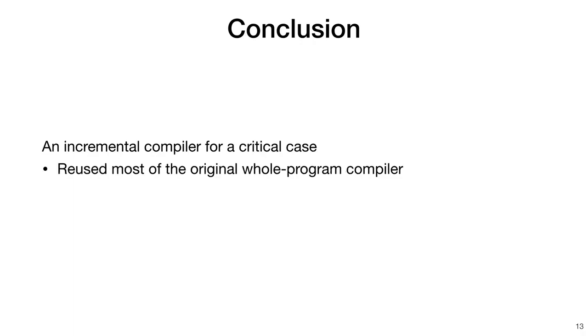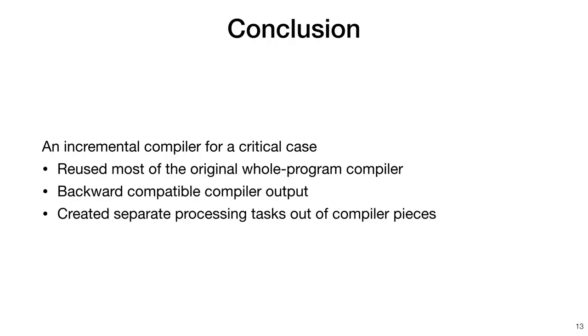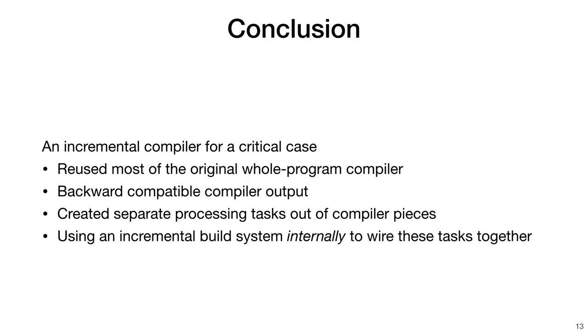To conclude, I've presented an incremental compiler for a critical case, Stratego, for which the incremental compilation was non-obvious. We were able to reuse most of the original whole program compiler. The output of our incremental compiler is backward compatible, making it a drop-in replacement. We did this by creating separate incremental processing tasks around different compiler pieces. With an incremental build system used internally, we were able to wire these tasks together and get an incremental compiler.